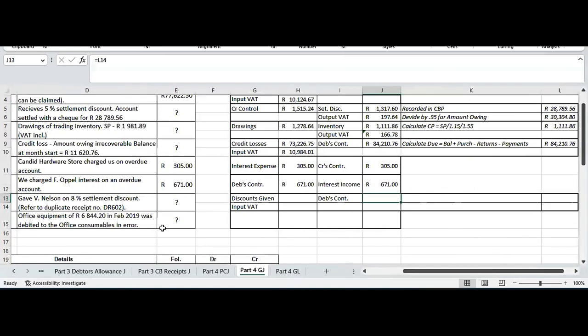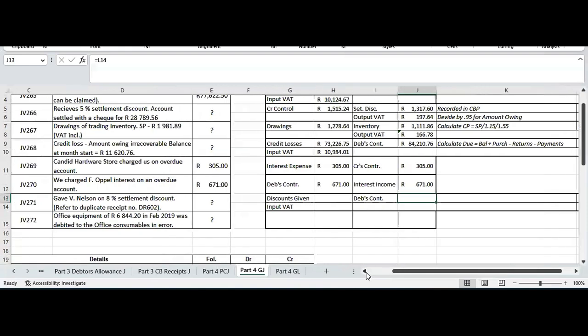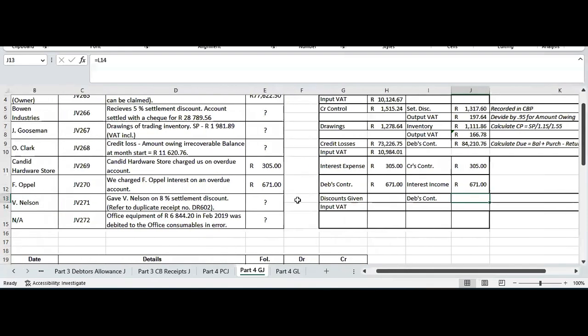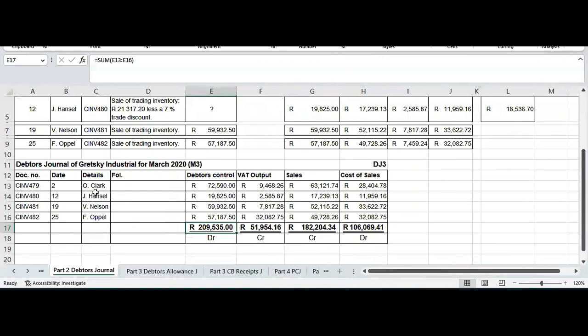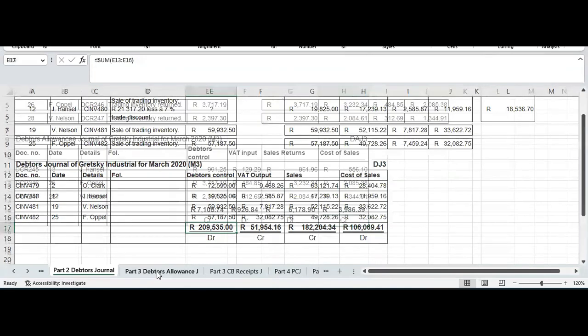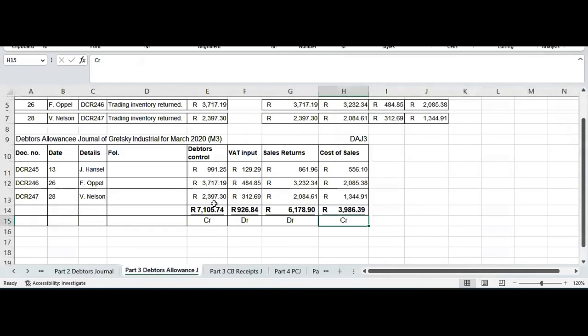Okay, firstly, let's just quickly go back, because this is what you will have to do. We look at Mr. V. Nelson. So let's just go and look and see what happened. In our debtors journal, did we sell anything to V. Nelson? Yes, we did. See there, it appears, 59,934. Okay. Debtors allowance. Did he return anything? Yes, he did. He returned stock to the tune of 2,397. Okay.